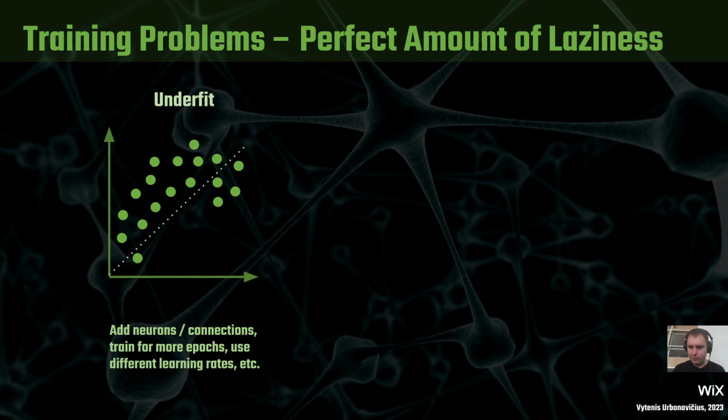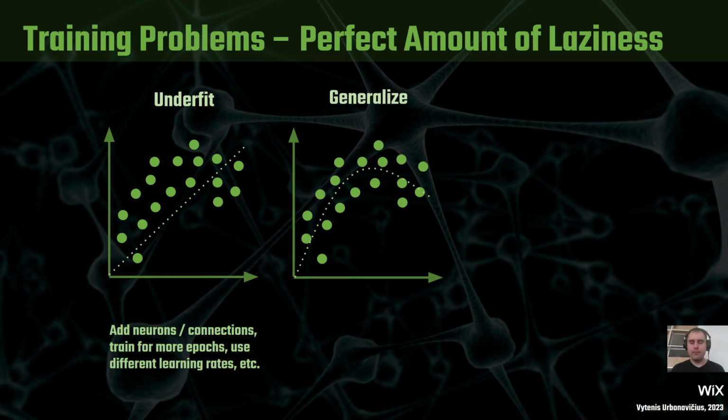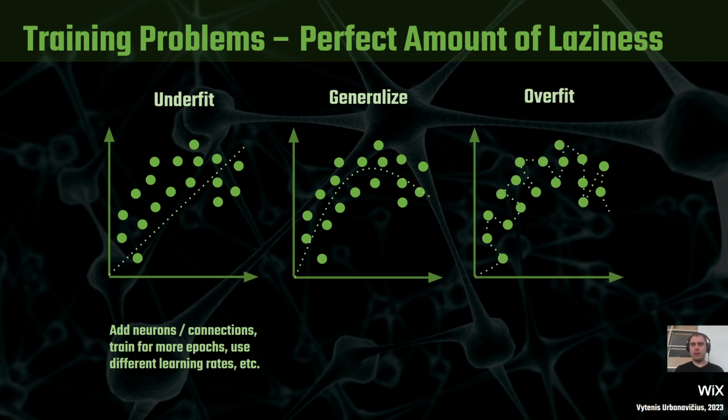We need a bigger brain, so to speak, or more sophisticated, more complicated connections between those neurons to achieve a better result. So this is one part of the problem called underfitting. So if we learn enough, we would be able to generalize the problem, and this is what we want to achieve. But then, on the other hand, if we learn too much, we would have another problem called overfitting.